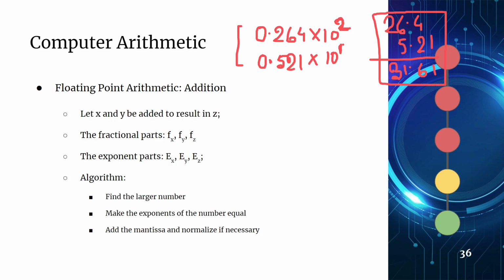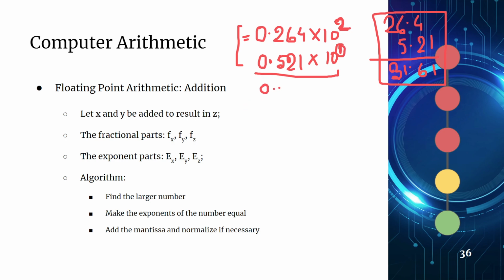So over here we can see the power numbers are different, so easily we can say that this number is larger than this number, so this is the larger number. And by finding this out, you have to make the exponents of the number equal. So over here we have 1, but over here we have 2, so we need to make it equal. So we need to change this number so that this becomes 2.